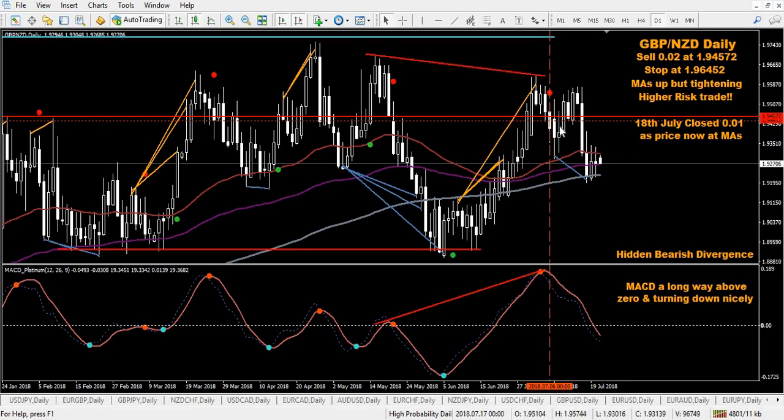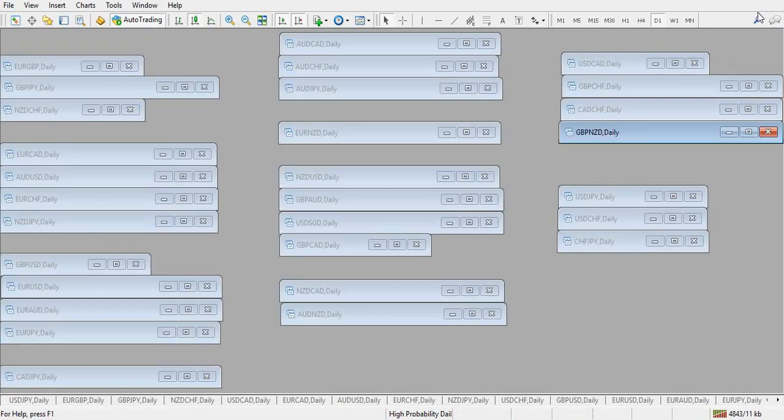Pound New Zealand in a sell up here somewhere. I've already closed half. Look, prices come down to the 240 LMA, and the MACD's through the zero level. Now I've just brought my stop down to inside the point of entry, so my stop's now 1.94412. So it's just protecting the position. That's the pound New Zealand.